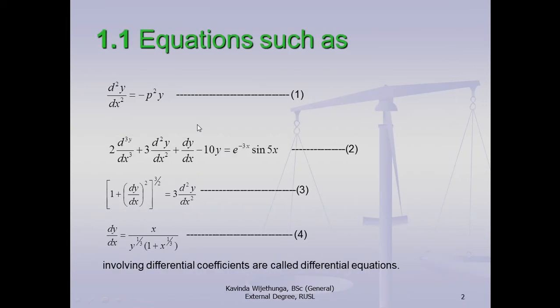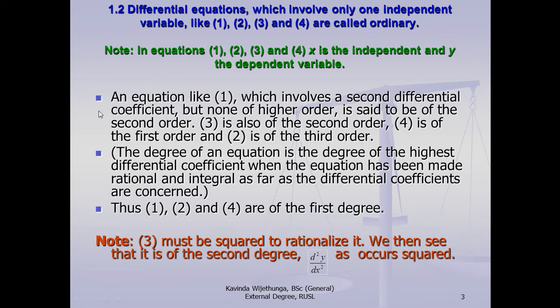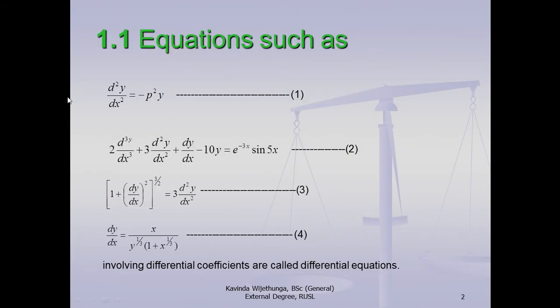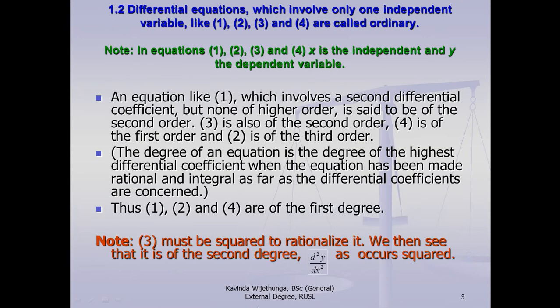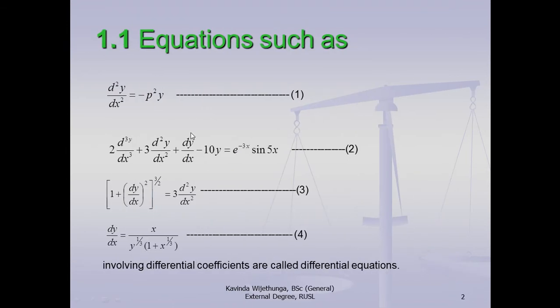So the order of the differential equation means, if you consider this one, you can see this is d squared y over dx squared. So here there is a square, so this is a second order differential equation. An equation like 1 shows the second differential coefficient, so this is second order.